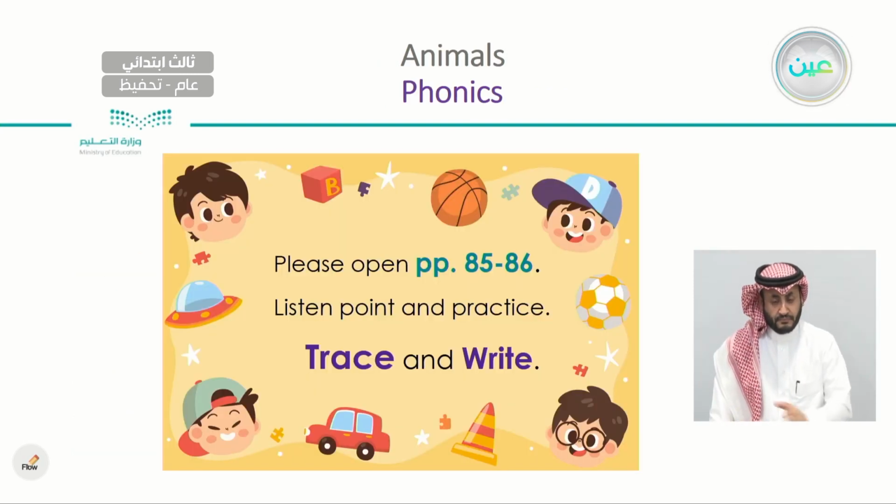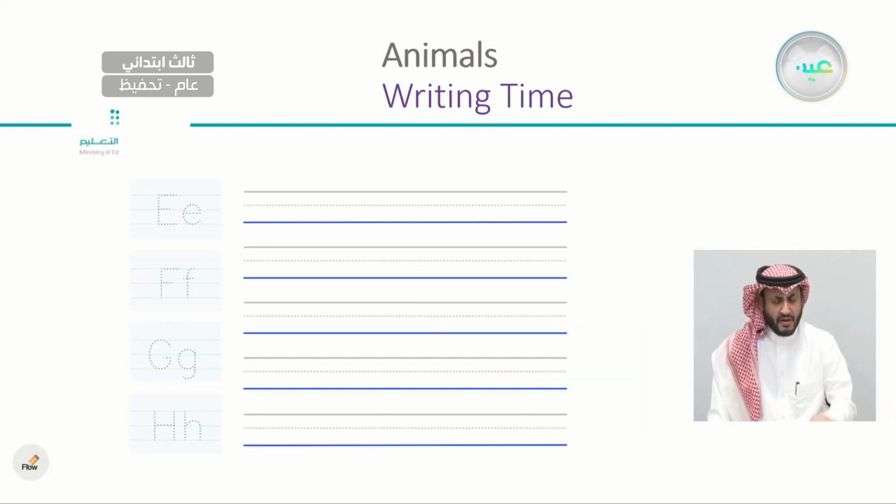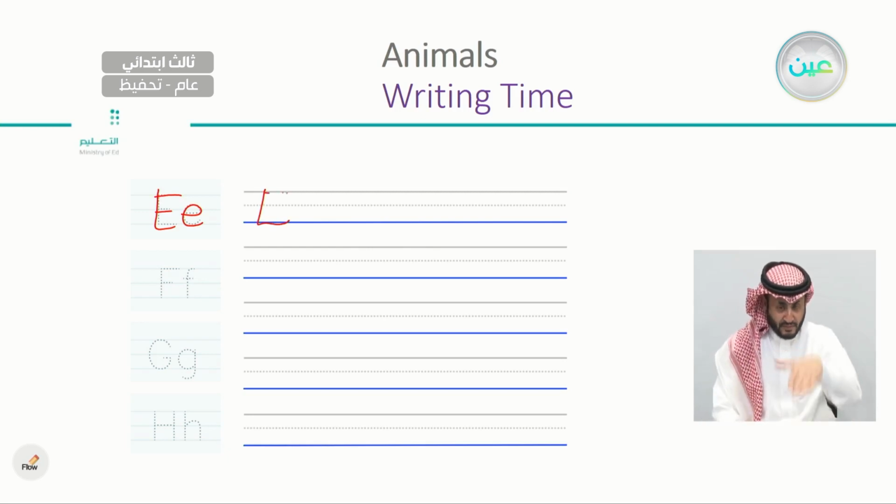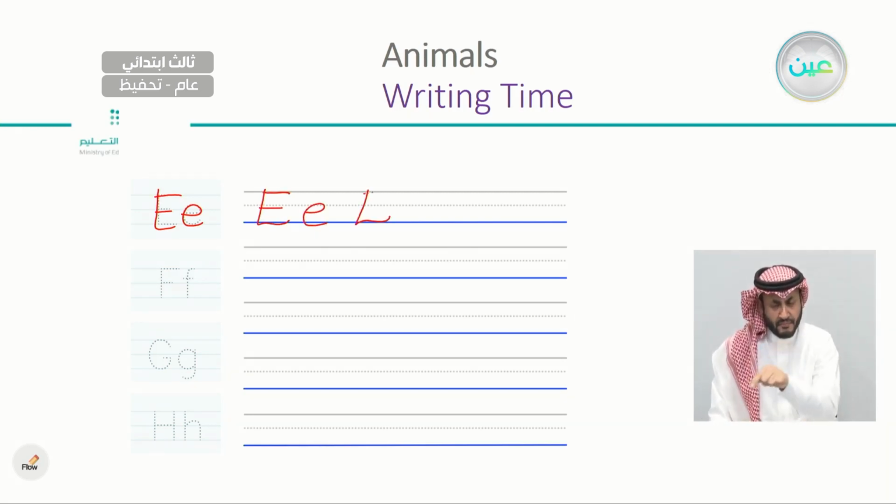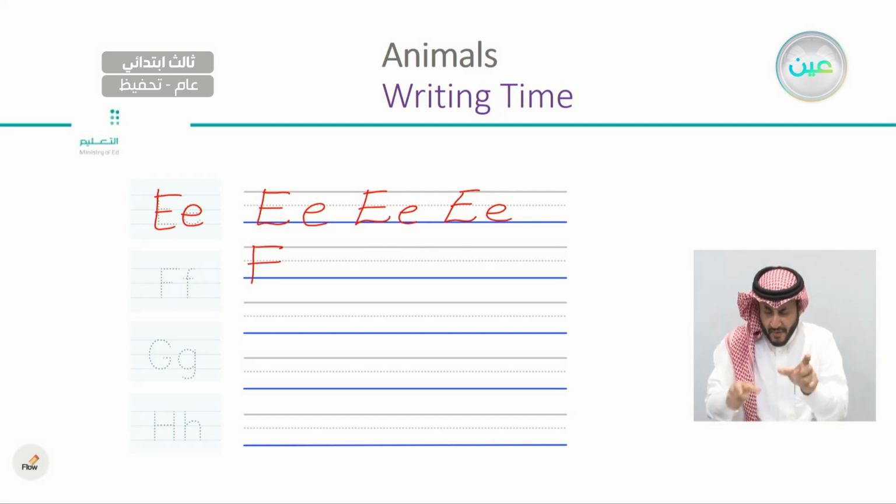Now, on page 85 and 86, let's trace and write together. Lowercase and uppercase. Here we have the letter E. Uppercase and lowercase. Uppercase E, lowercase e. Notice the difference between uppercase and lowercase.